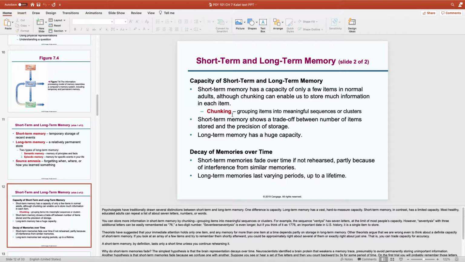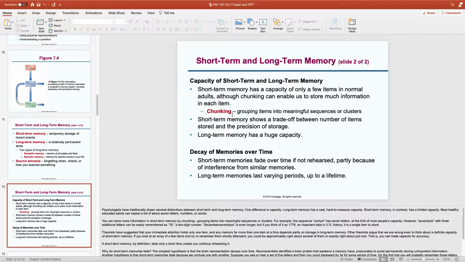Okay? There's only a certain capacity that short-term and long-term memory has. So let's talk about it. Short-term memory is this ability to really only have a few items at a time in your memory. And this is for normal adults, okay? And chunking is a way of grouping things into little sequences or clusters that can enable you to store much more information in short-term memory, all right?